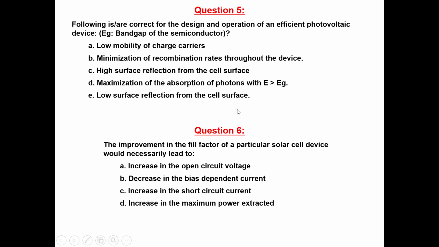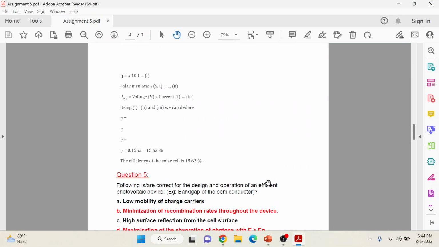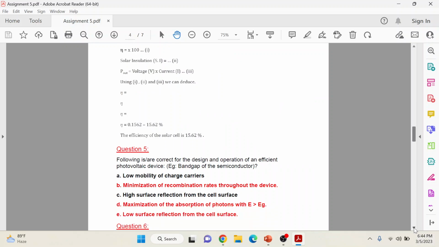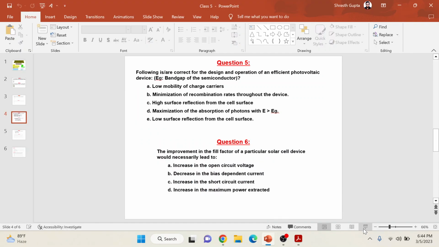Yes, low surface reflection. This is the opposite of C, low surface reflection from the cell surface. This means B, D and E. So the correct answers are B, D, and E. Now let's move to the next question.